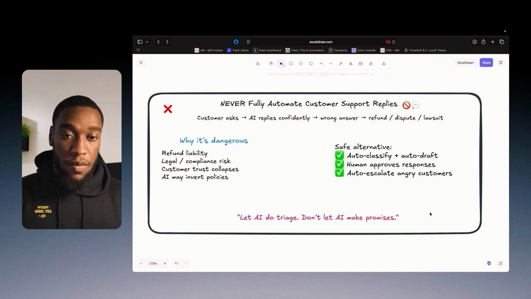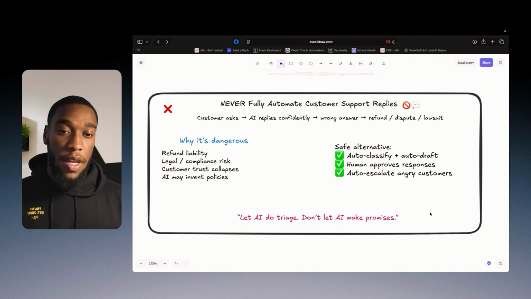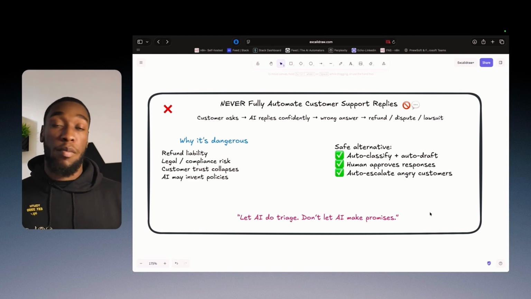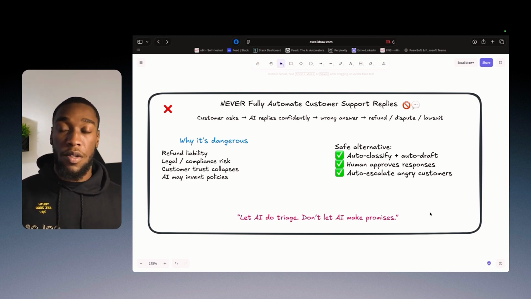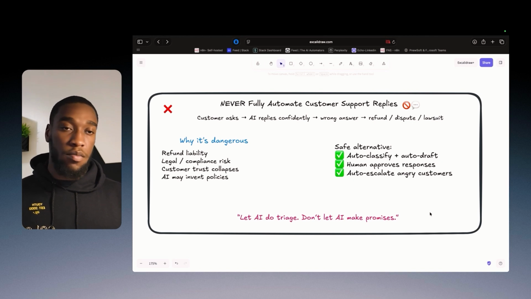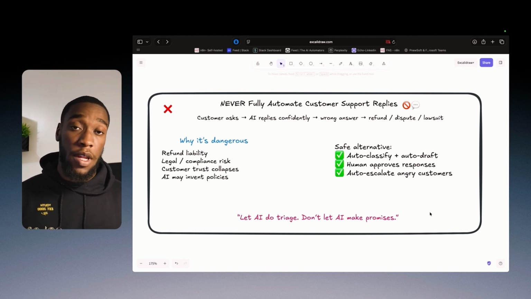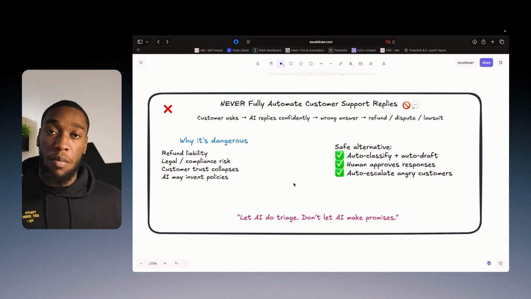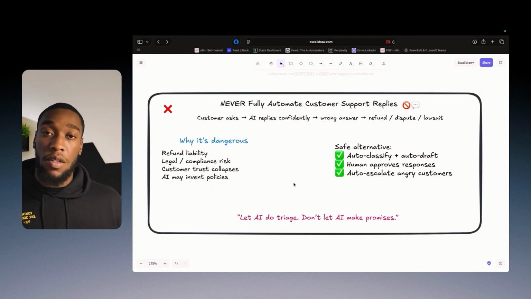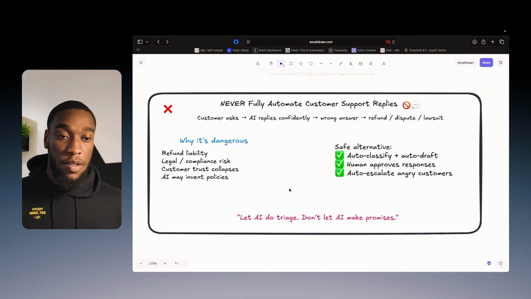For this, customers ask a question, and then your AI replies confidently, and it might give the wrong answer. This might lead to a refund, dispute, or lawsuit. The customer can also quote this, saying, "Your employee told me this in the customer service chat that we had," and they don't know, to their knowledge, that they were chatting with the AI agent. So this is dangerous because there's refund liability, compliance and legal risk, and customer trust collapses because they felt that they were talking to your business and employees directly. AI may also invent policies as well.